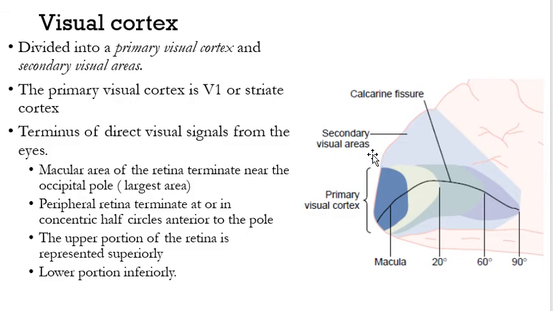The peripheral part of the retina terminates at the concentric half circles anterior to the pole. And then we have the upper portion of the retina represented superiorly. Now, if the retina is represented exactly the way it is on the cortex, remember we said that the retina has an image upside down, and the way that it is represented in the retina is exactly the way that it is represented in the cortex. But the perception of the image is flipped, so that you see upright.